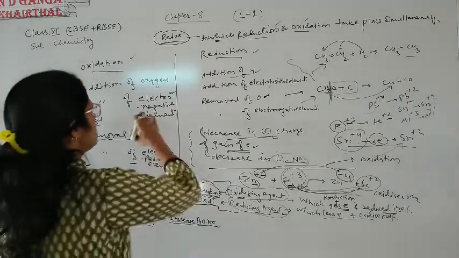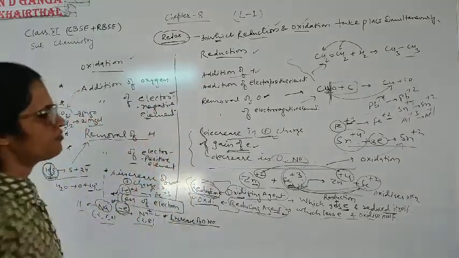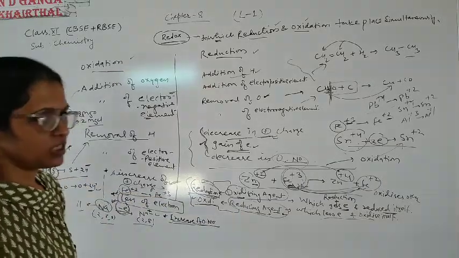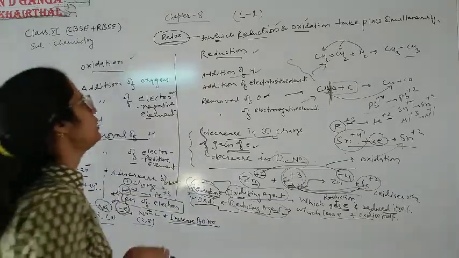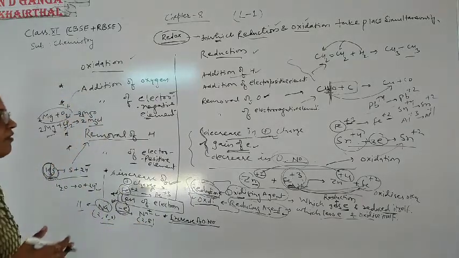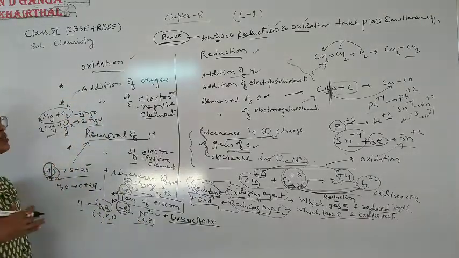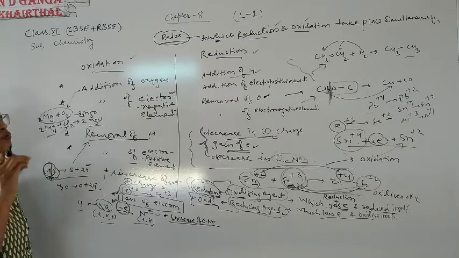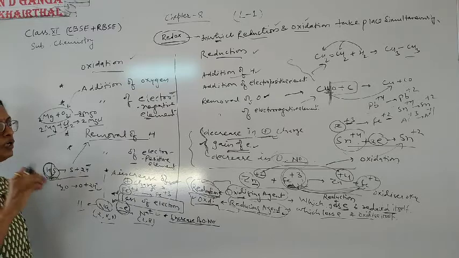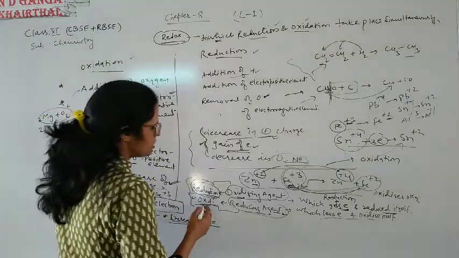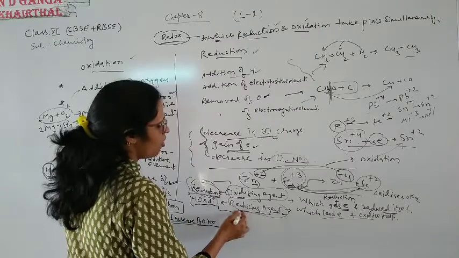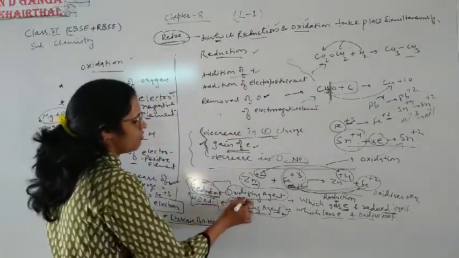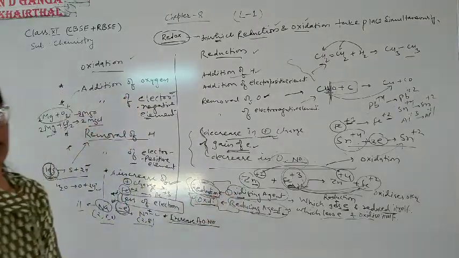So firstly this question is asked: what is the oxidizing agent, what is the reducing agent? A reaction is given and it is asked to find out the oxidants and the reductants. So first of all, find out which substance is going to oxidize and which is going to reduce. The substance undergoing oxidation always acts as a reducing agent, and the substance undergoing reduction always acts as an oxidizing agent.